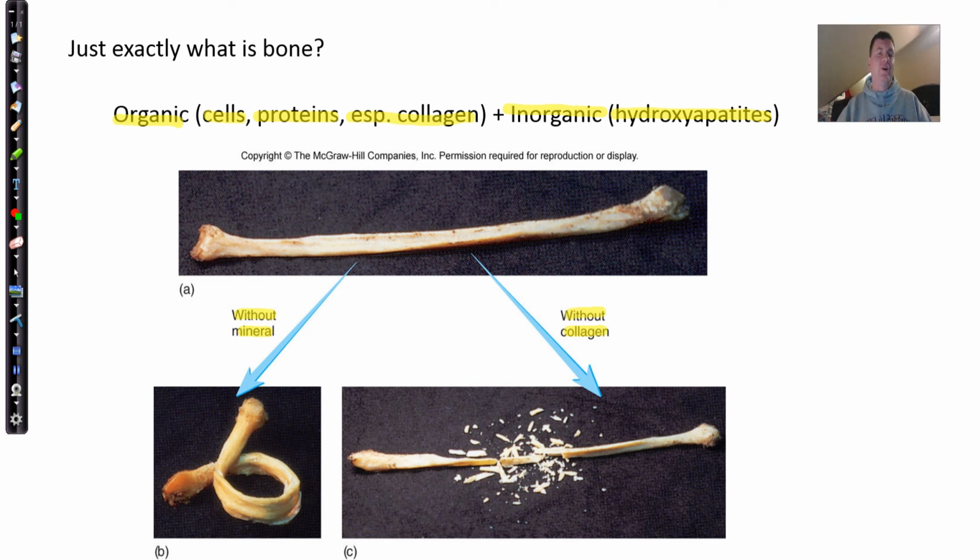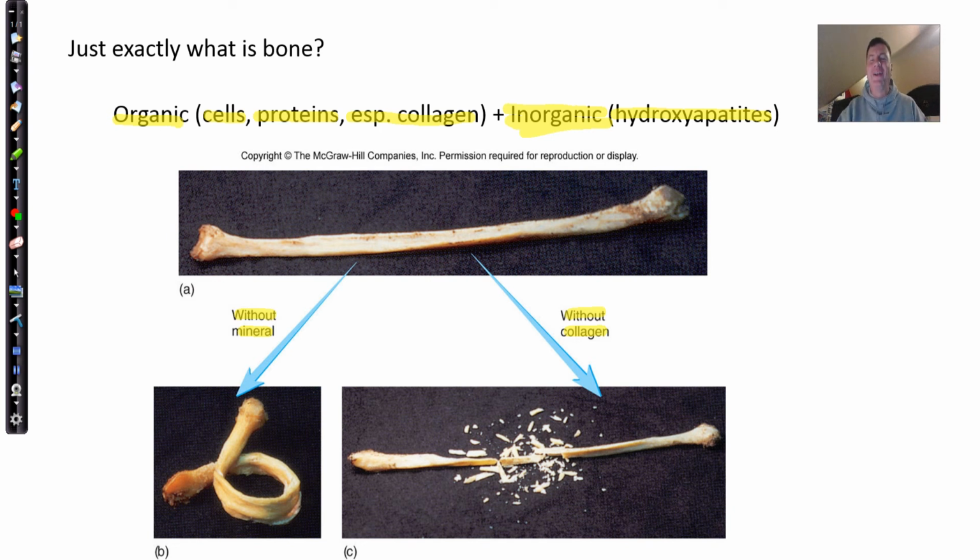So now we can go back and look at the two main roles here. What do inorganic components do? Inorganic parts give the bone hardness. They make sure the bone is going to be hard. So if I remove those, bone gets soft. So inorganic makes the bone hard. What does the organic part do?